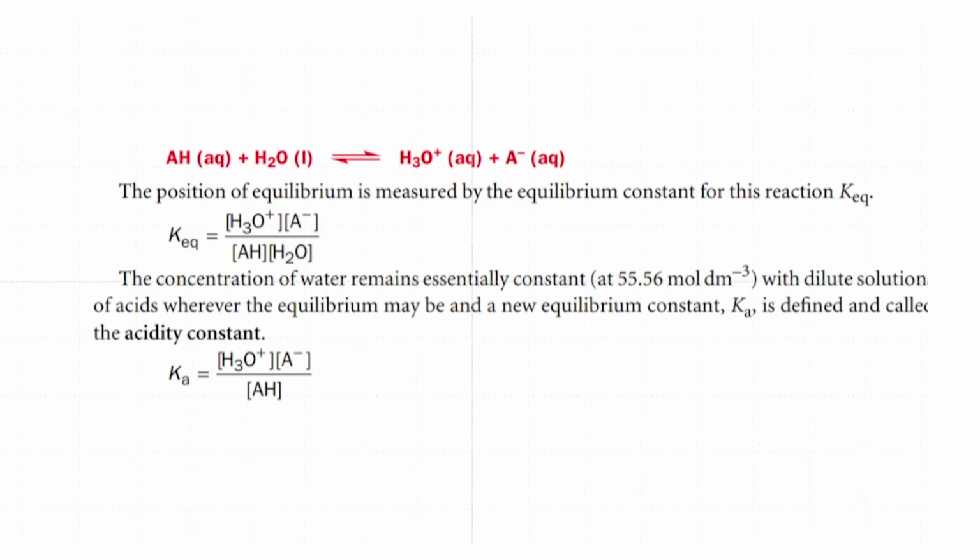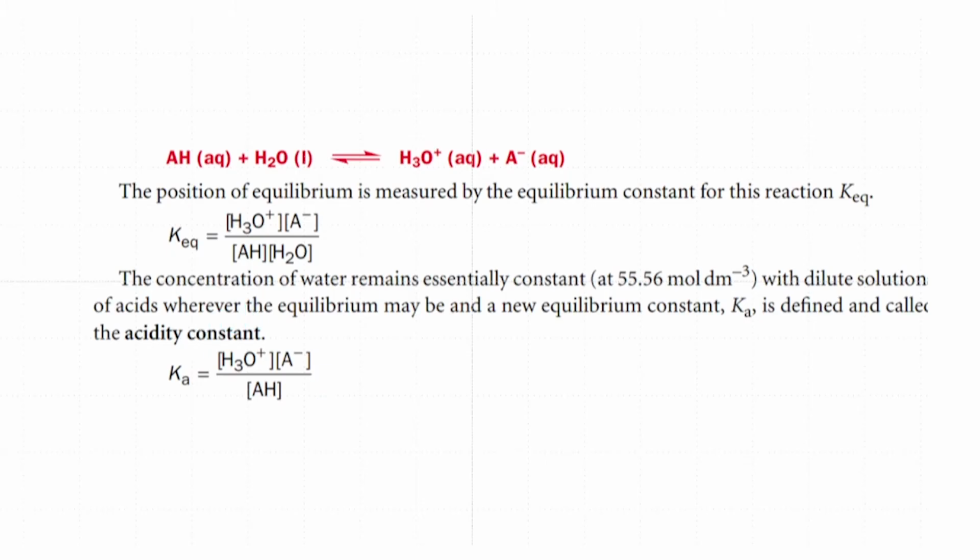So if you see here, the stronger the acid is, the more stable the conjugate base, the concentration of A- is going to go up. So the equilibrium will be more towards the right. So the higher the Ka value, the better the acid is.